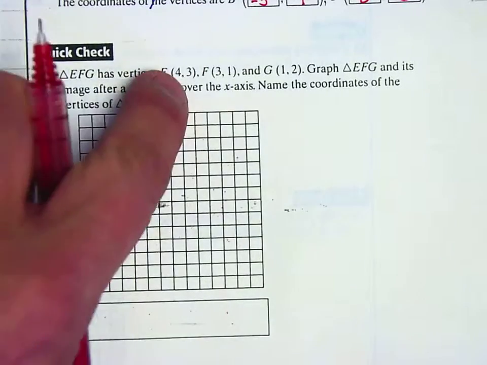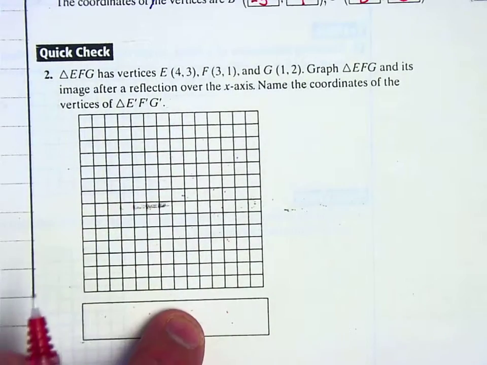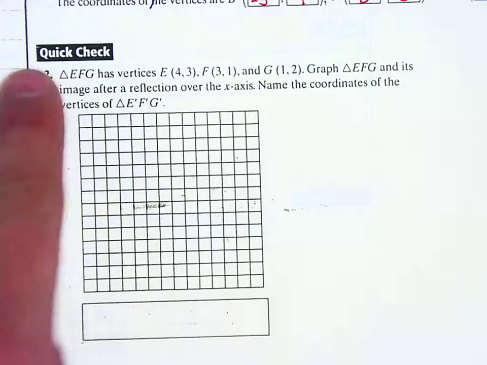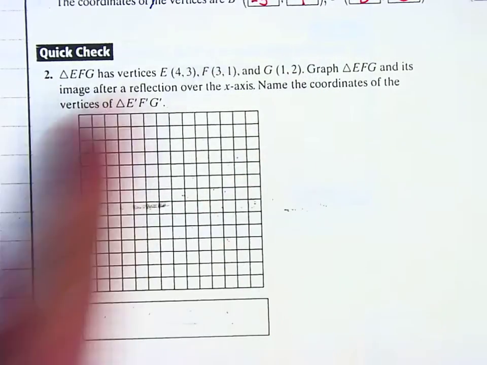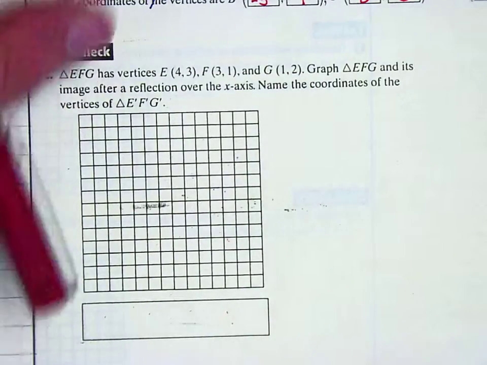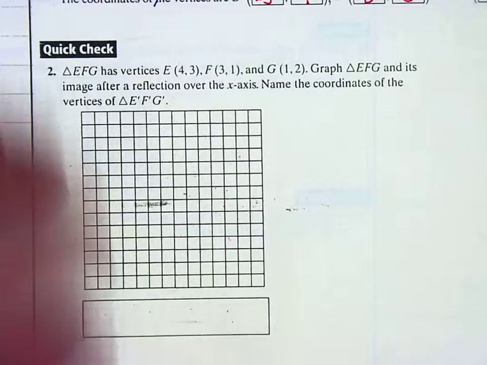Go ahead now and attempt quick check number 2. You will have to create your own x and y axis, and then go ahead and do as it says here, create your triangle, graph its reflection, and then name all 3 coordinates exactly like we did above. Refer to the above example if you need help.